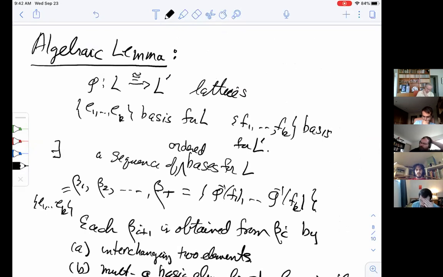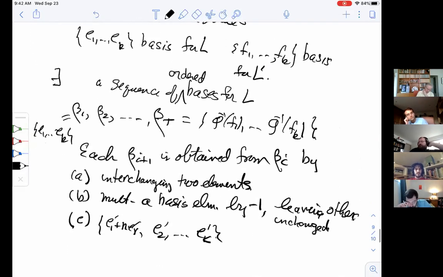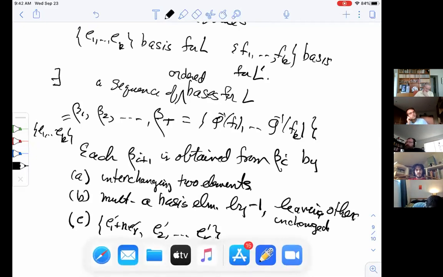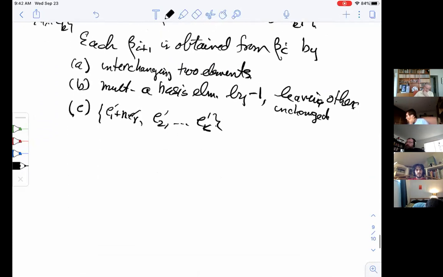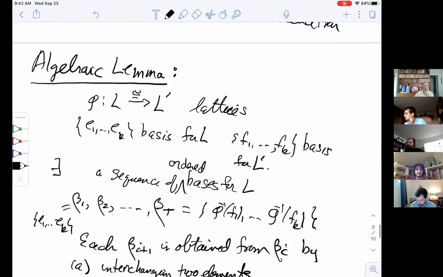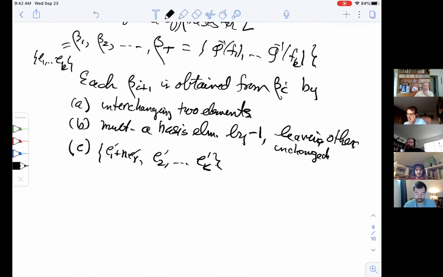You have an isomorphism of lattices, or if you want, you have two bases for a given lattice, ordered bases. Then there's a sequence of ordered bases that go from the first to the second, where at each step in the sequence, the movement from an ordered basis to the next is either reordering, multiplying one of the basis elements by -1, or adding a multiple of one basis element to another and leaving the others unchanged. That's the algebraic lemma. Completely trivial in this case. So let me prove it.